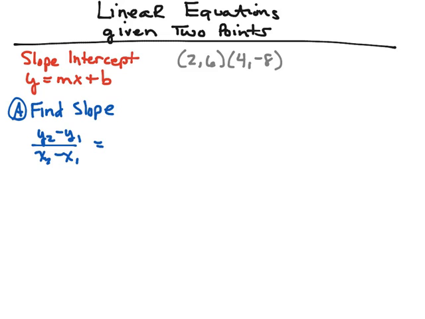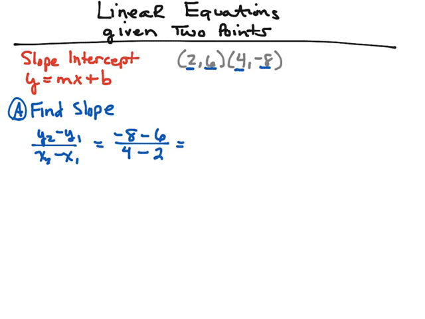Alright, so my second y value minus my first y value. My second y value was a negative 8. I'm going to subtract the first y value, which is a 6. That's this number here and this number here. We're going to do the same thing with the x's. We're going to take the second x, which is a 4, and we're going to subtract that first x, which is a 2.